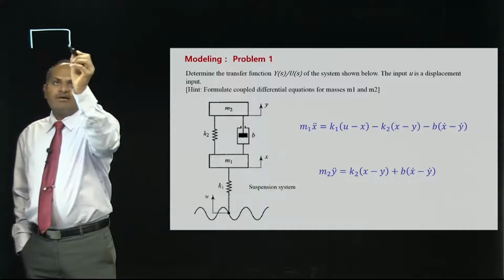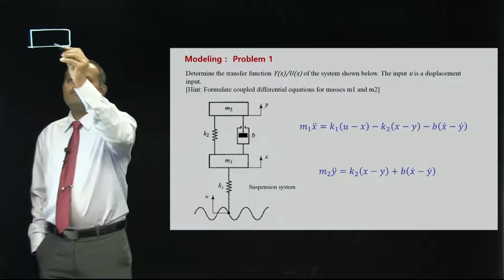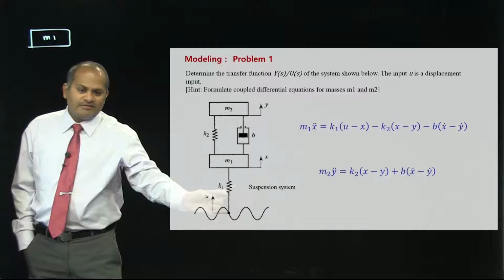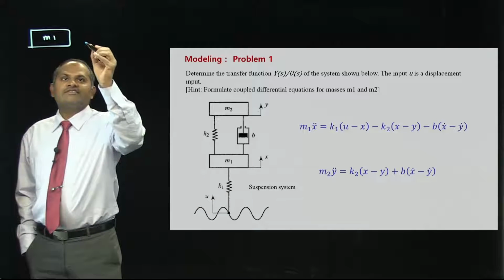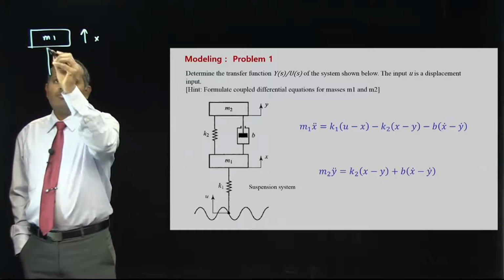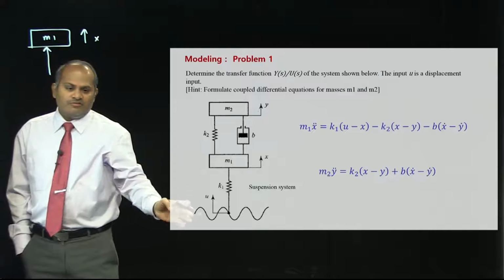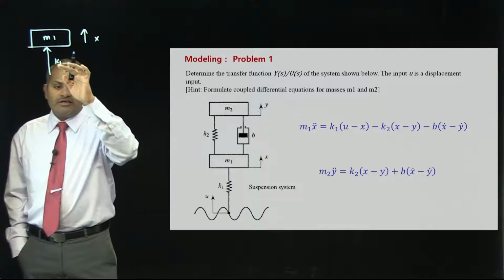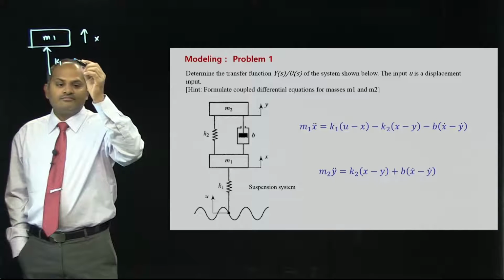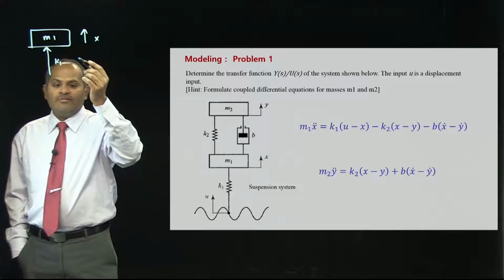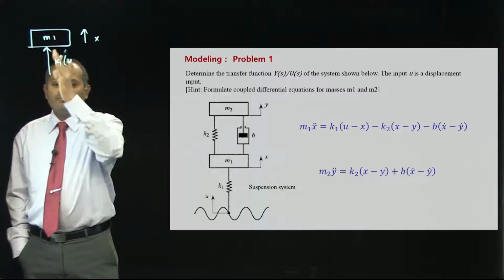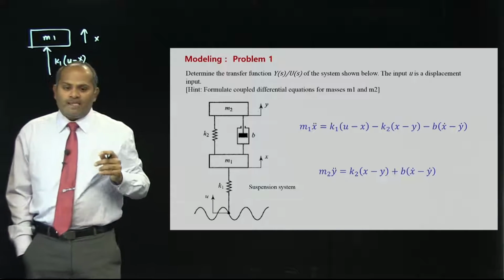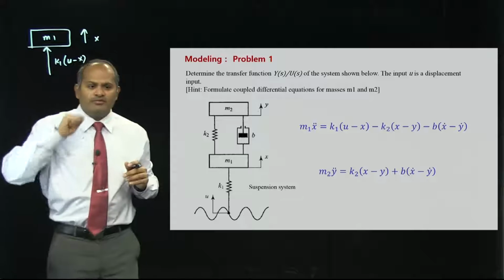If this is M1, we have an M1 here. M1 is subjected to the input. This is a spring, am I right? x is in this direction. There is a force acting on the system. The force because of the spring will be K1 into, and it is very important to look at the direction, u minus x, because the displacement is also in this direction. So, the relative displacement gives the spring force K1 into (u minus x).